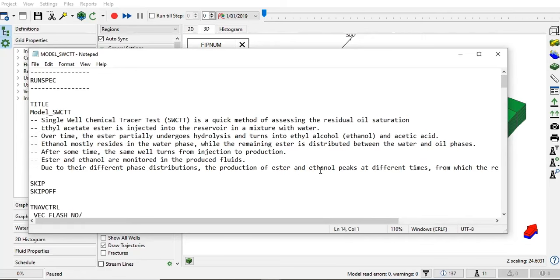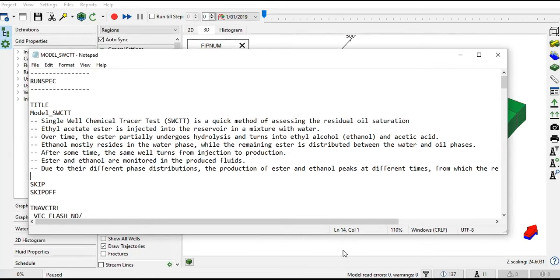But I will not explain about that. Okay, we'll just show you the mechanism of the coding of the simulation, whatever it is about the scripting. Okay, not about the physics of what really happened in the reservoir. All right.